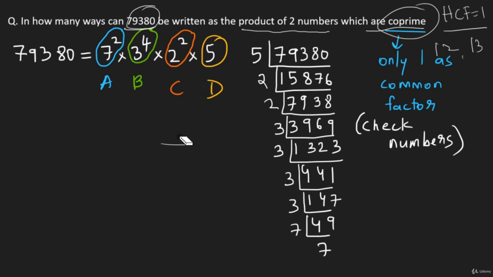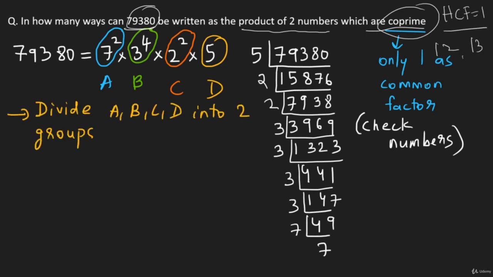Alright, let's move on. So after having grouped them together, all we need to do is divide A, B, C and D into two groups, right? We just need to divide it into two groups, and one group will be one number and the other group will be the other number. And because we are taking all of these together, if you multiply them, definitely you will get back the number with which we started off.